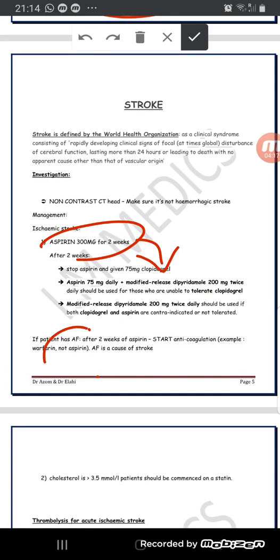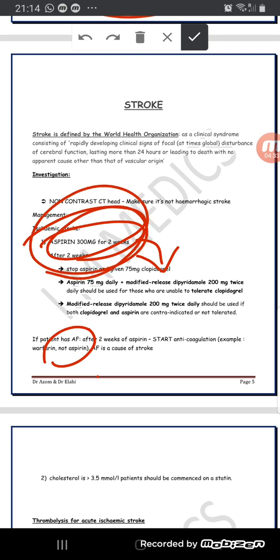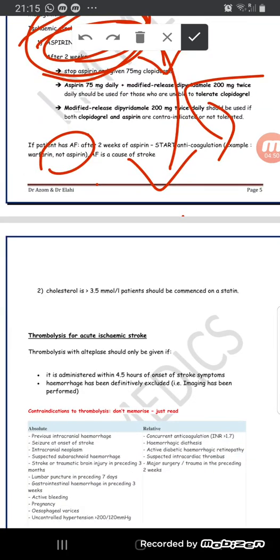If a patient has AF, obviously we know that AF can cause clots, and that can lead to ischemic stroke. So therefore the patient continues this medication, 300 milligrams for 2 weeks, and then we put them on anticoagulation such as warfarin or a DOAC for their AF. We don't give them clopidogrel like here. We basically give them anticoagulation.